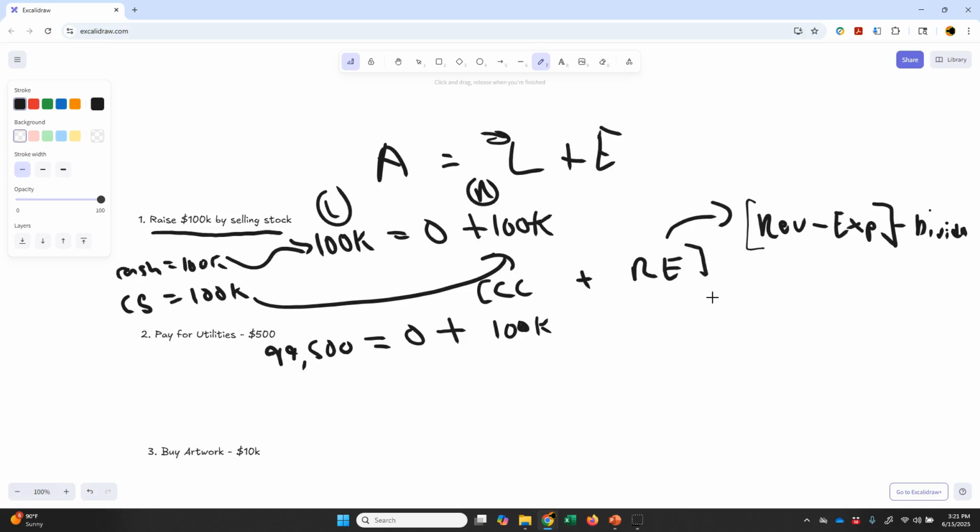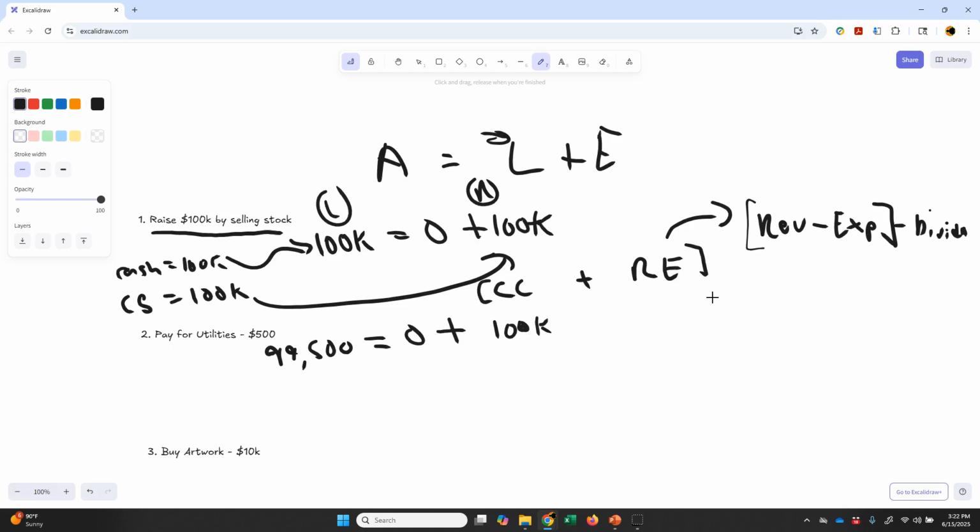So what this $500 is, basically, is an expense. It's something that has happened in my business, not getting any future benefit. It's utilities, electricity, gas, whatever I've already used. And so we're gonna have to account for that as an expense. This is something that my business is paying for because it's used up this value and it's now got to create this expense for it.